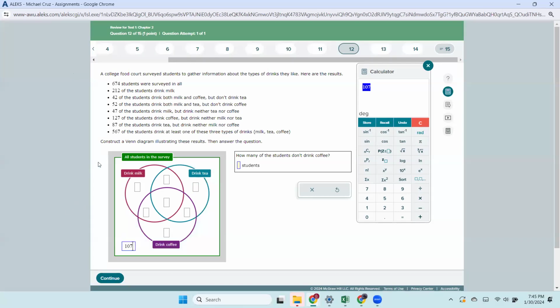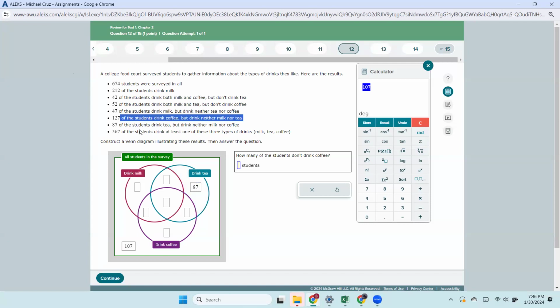So now let's go on the way up. 87 of the students drink tea, but neither milk nor coffee. What is this one right here? This one is what? They drink tea, but they're not over in here. They go right there. So that's the 87.